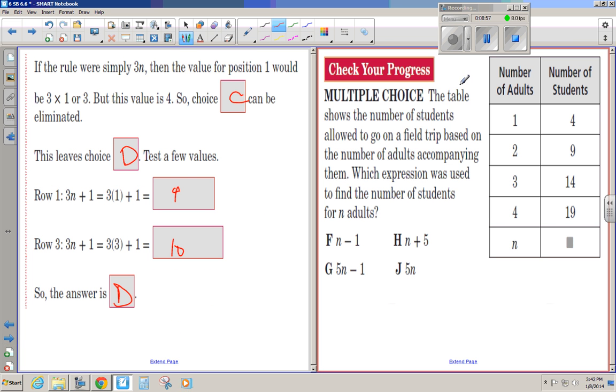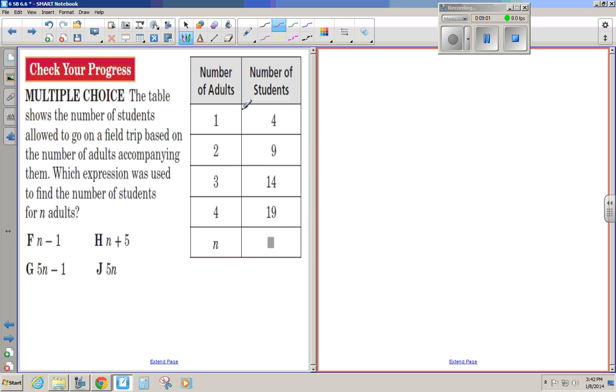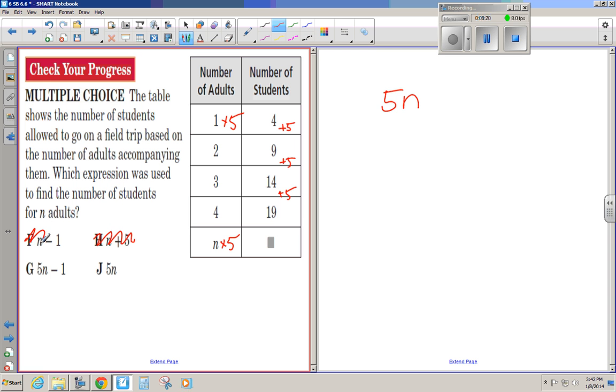All right, one more. Here's another multiple choice. Let's take a look at this. We can see 4 to 9, plus 5, plus 5, plus 5. So we know we're going to be multiplying the n by 5. So my expression is 5n something, which means H and F can be erased or forgotten about.